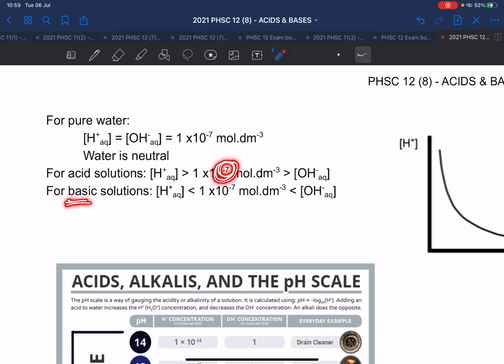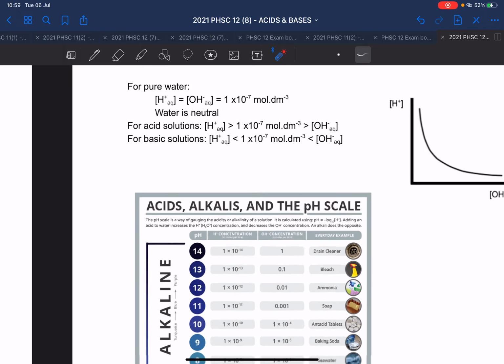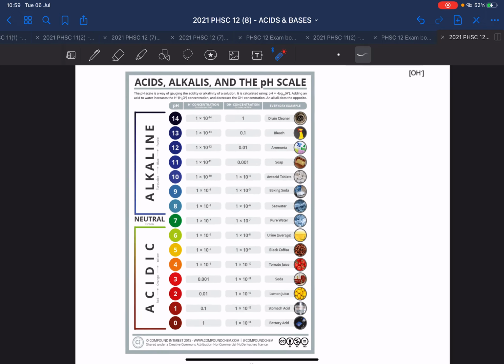If you have a basic solution, then your base concentration must be greater than your acid concentration. So you can see your basis is groter as your suur konsentrasie en dit is groter as 10 ter mag 7. Ja. Ja, so hieronder. Okay, gaan hy nou vir jou sin maak.